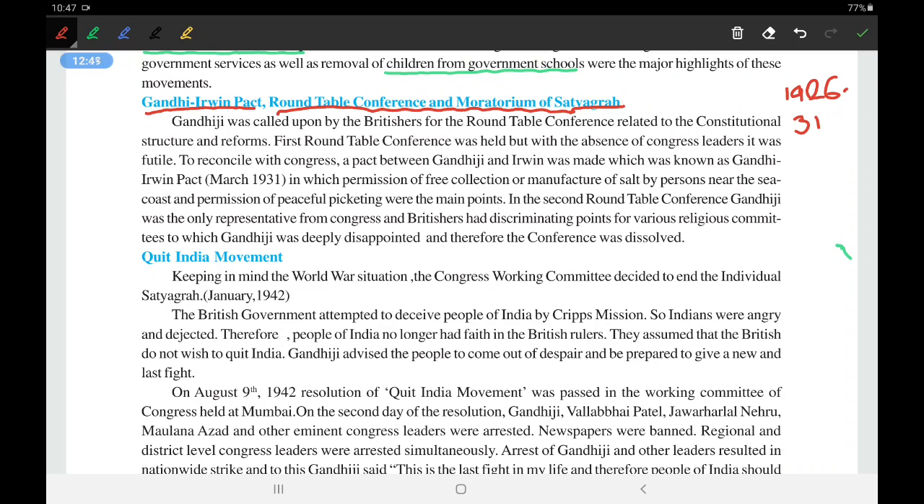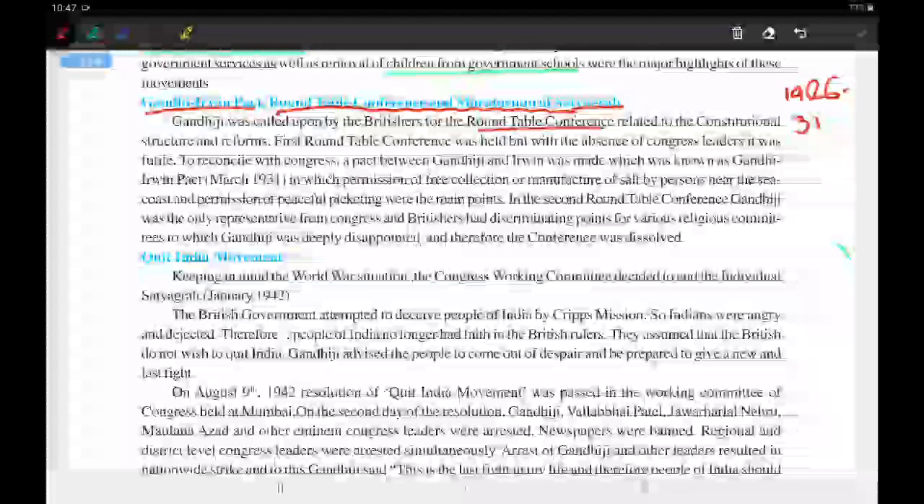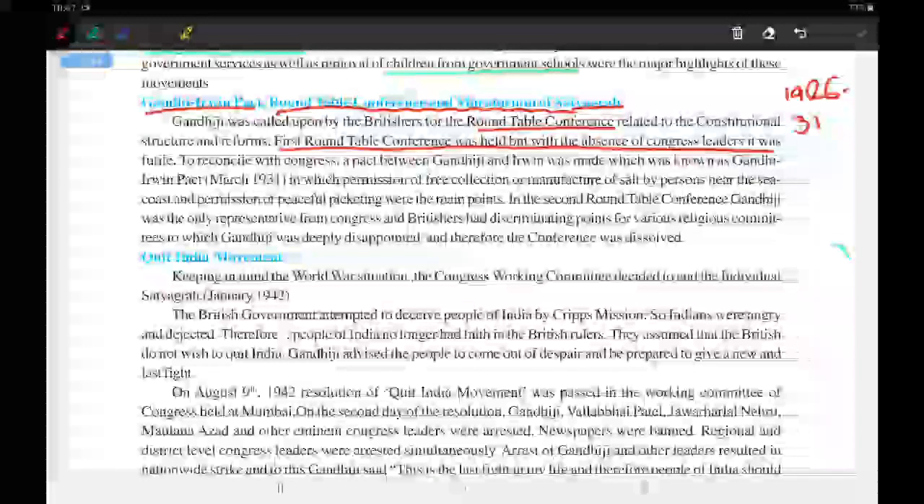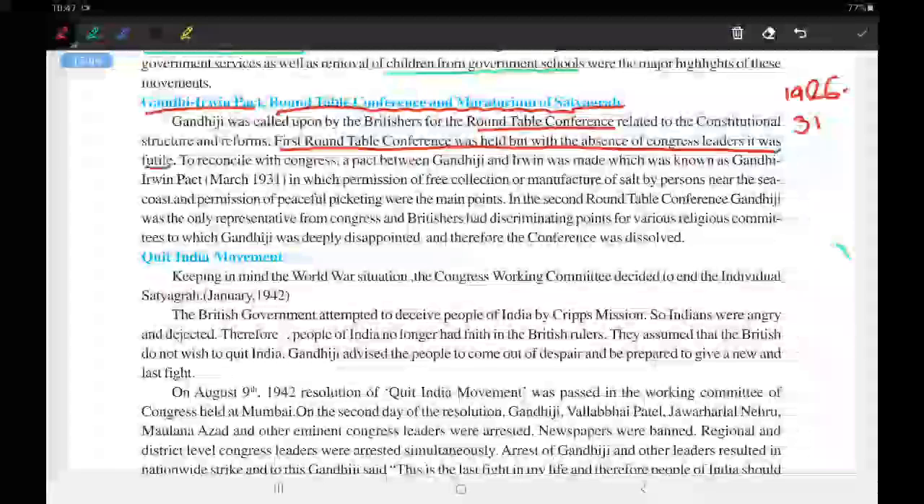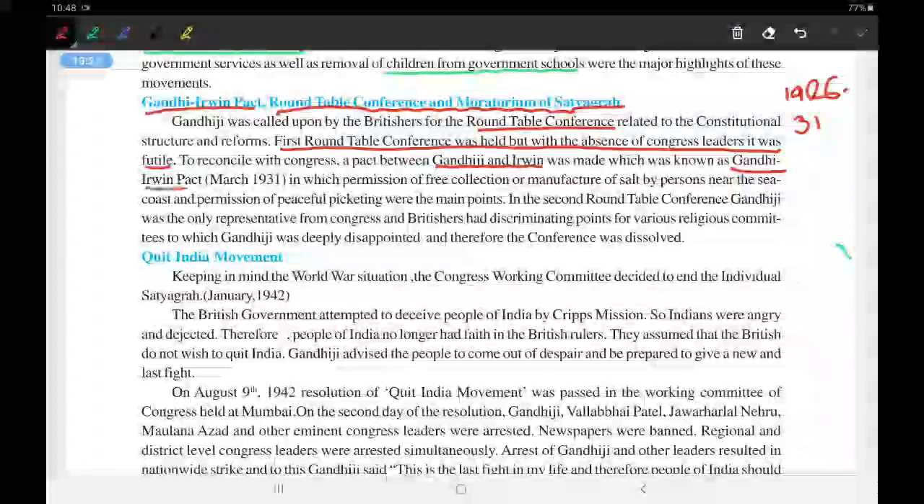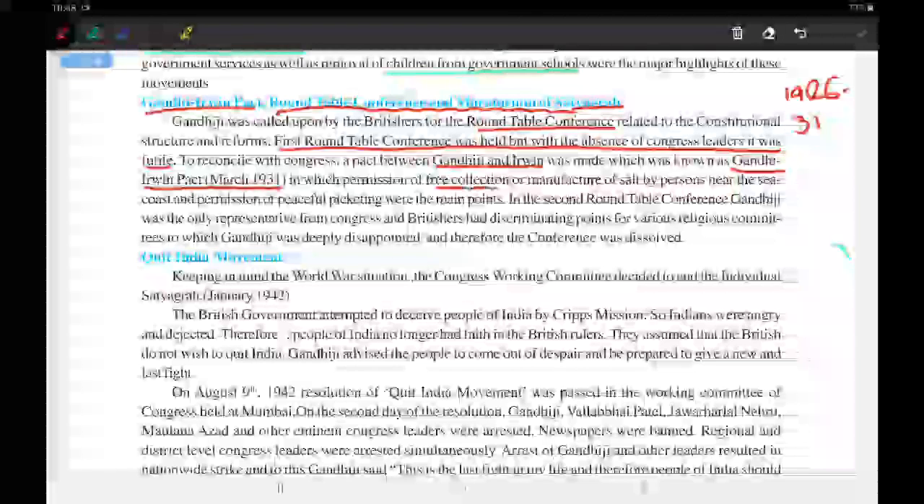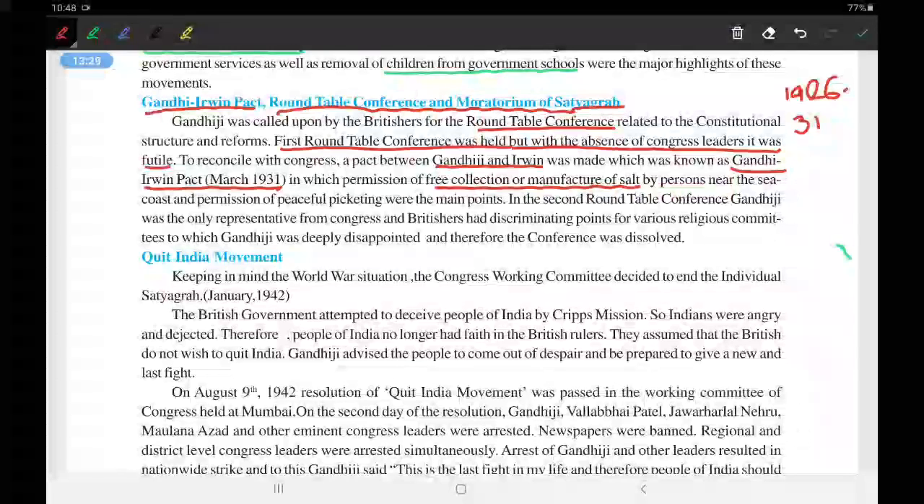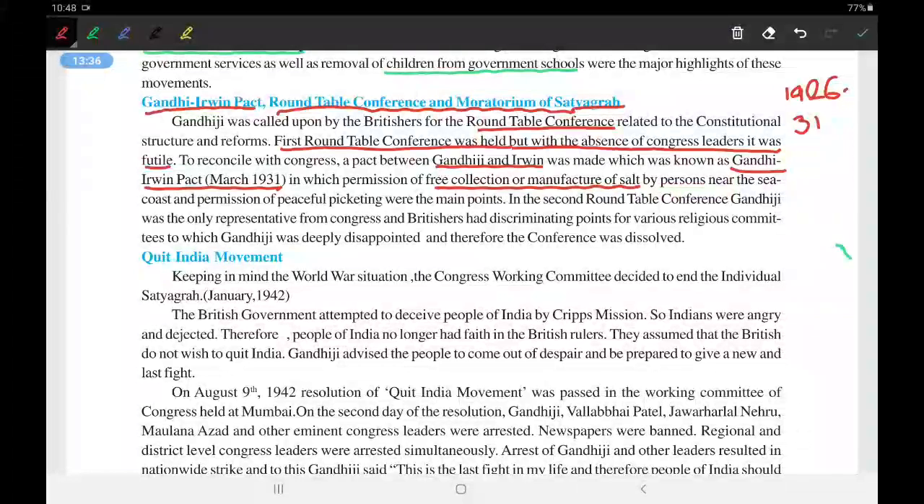Let us see. Gandhiji was called upon by the Britishers for the Round Table Conference related to constitutional structure and reform. The first Round Table Conference was held, but with the absence of Congress leaders, it was futile. Futile means useless. To reconcile with Congress, reconcile means to come to an agreement, a pact between Gandhiji and Irwin, who was the Viceroy, remember it, was made, which was known as the Gandhi-Irwin Pact, March 1931, in which permission for free collection and manufacturing of salt was given. The main thing was that now people could produce their own salt domestically. At the same time, permission for peaceful picketing was a main point. Okay, people can do the protest, right?